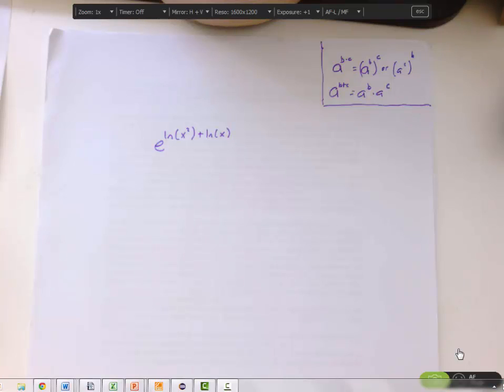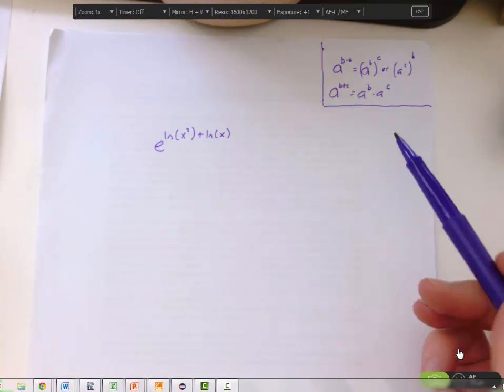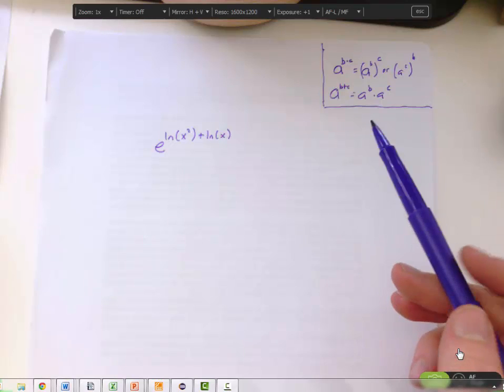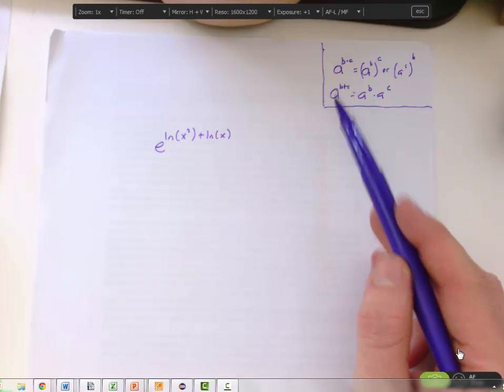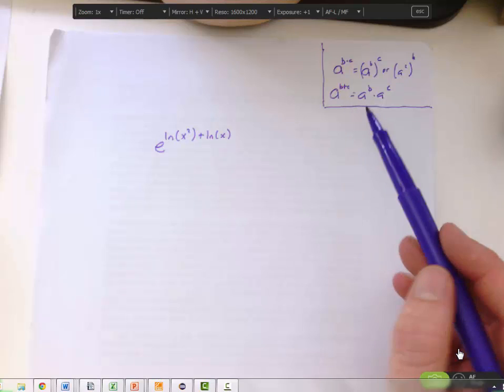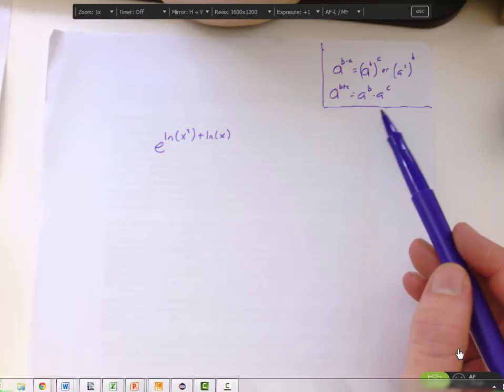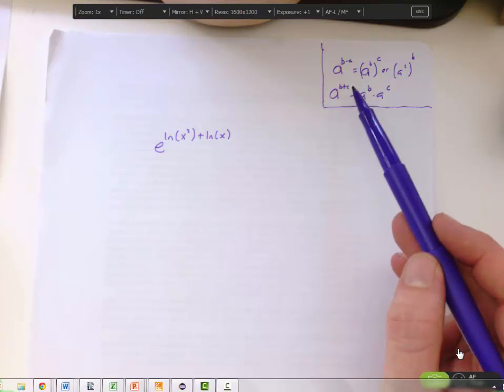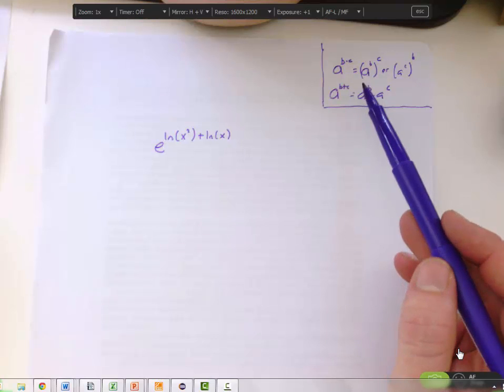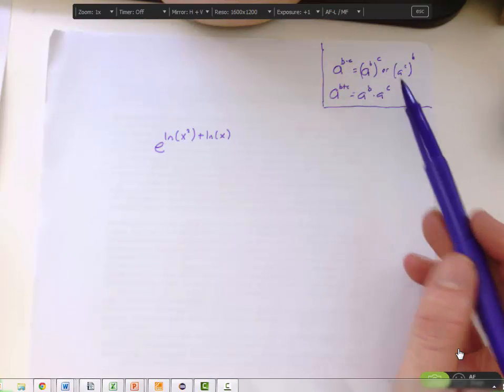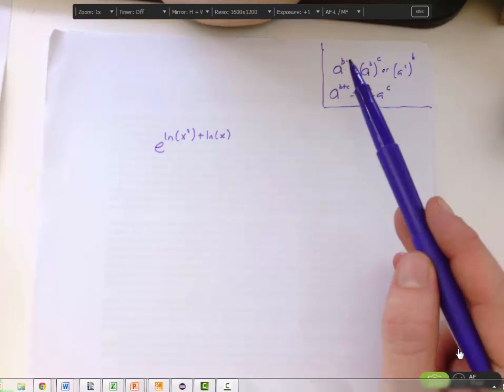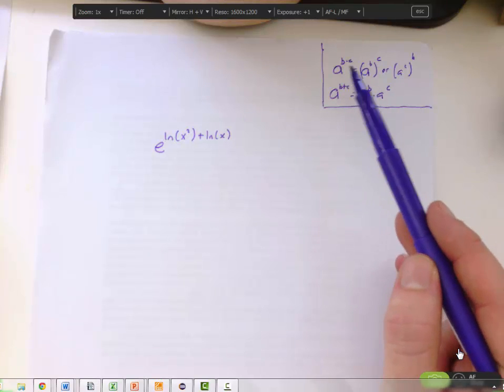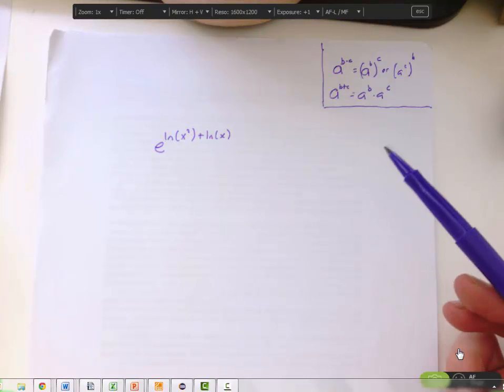Alright, here's a quick explanation of number 4. This is just testing your basic exponential simplification properties. So remember, if we have a to the b plus c, that's the same thing as a to the b times a to the c. If we have a to the b times c, that's the same thing as a to the b to the power of c, or you could reverse the order, because we could have reversed the order of multiplication in the exponents here, and that would be the same thing.